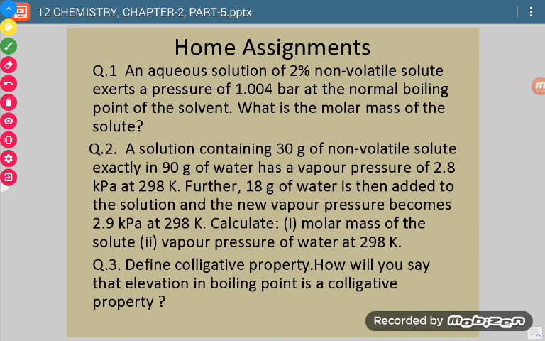So two properties only we have discussed till now. The rest of the two properties we will discuss in the next session. On the basis of this, you have to solve these two numericals and this theoretical question. Okay, thank you.